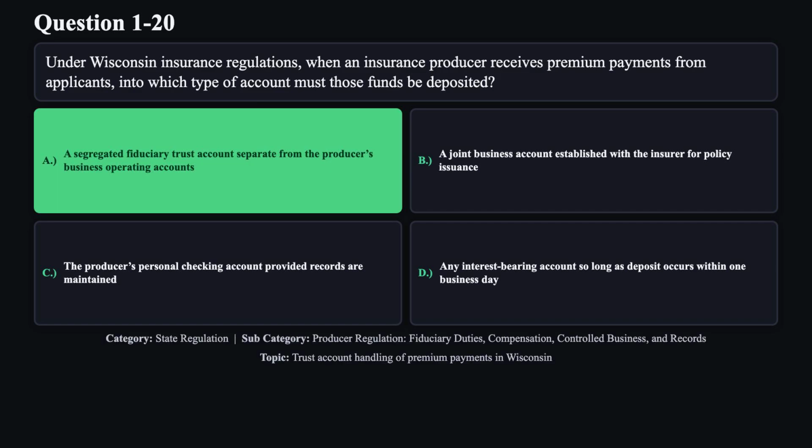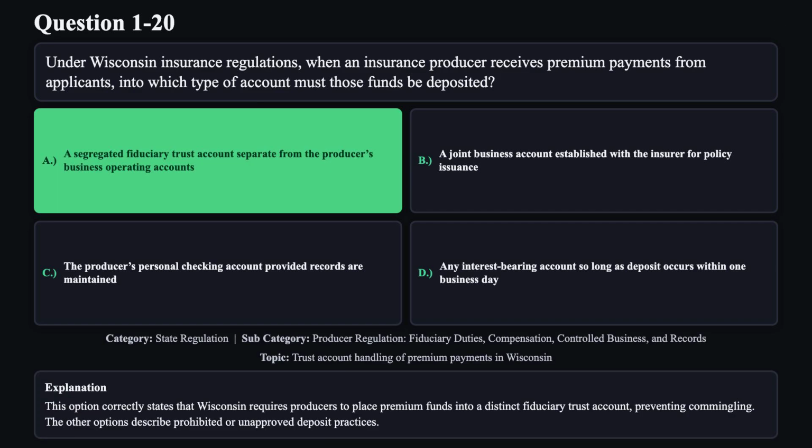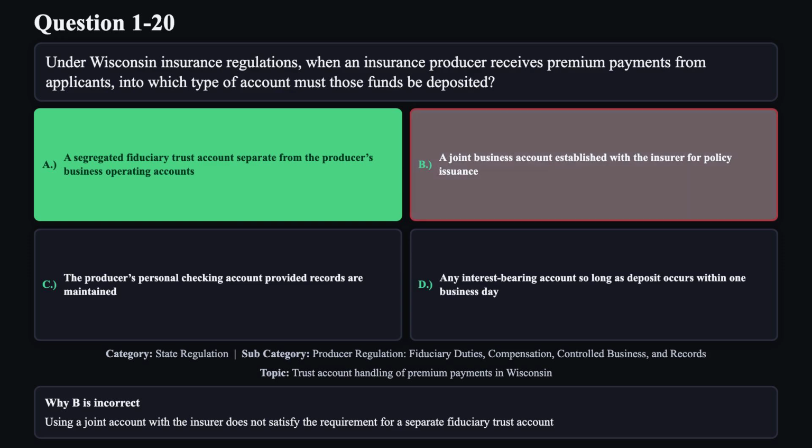The correct answer is A. This option correctly states that Wisconsin requires producers to place premium funds into a distinct fiduciary trust account, preventing commingling. The other options describe prohibited or unapproved deposit practices. Reason B is not correct. Using a joint account with the insurer does not satisfy the requirement for a separate fiduciary trust account.